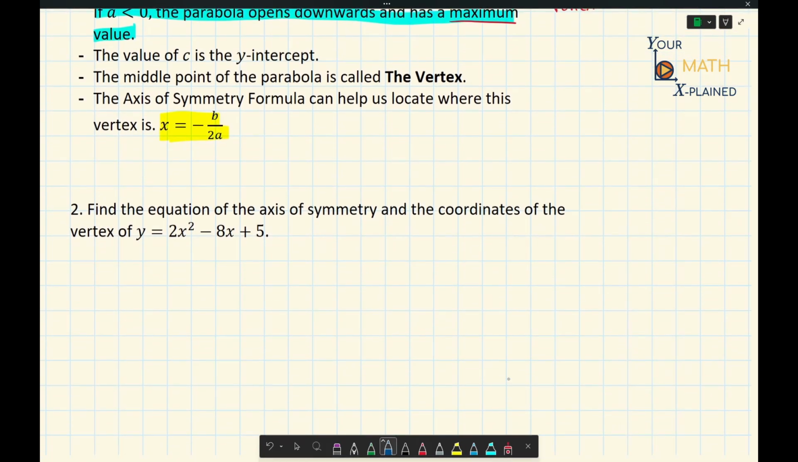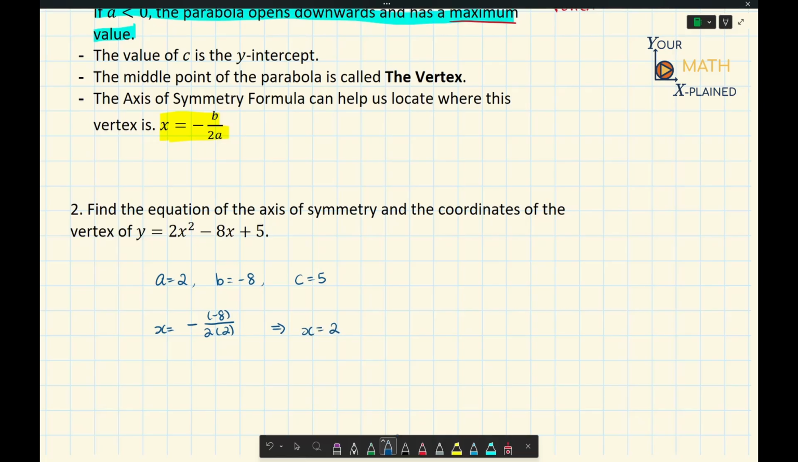We want to find the equation of the axis of symmetry and the coordinates of the vertex of this quadratic equation here. So writing down our constants, we get a is equal to 2, b here is equal to -8, and c is equal to 5. Now the equation for the axis of symmetry is x is equal to -b over 2a. So that means we get -8 over 2 times 2. So our axis of symmetry here is going to be x is equal to 2.